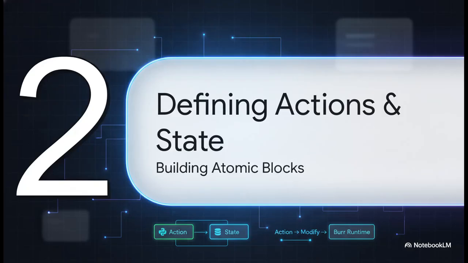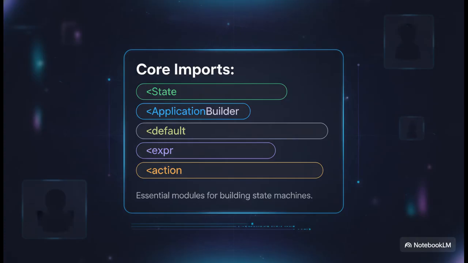Moving right along to step 2, defining our actions and state. To kick things off, we just need a few essential imports: ApplicationBuilder, State, default, expr, and action. That is literally it. We are looking at a modern Python framework that's actually dependency-free at runtime, which, let's be honest, is a rare and beautiful thing. These 5 little imports give us everything we need to build out our entire state machine.